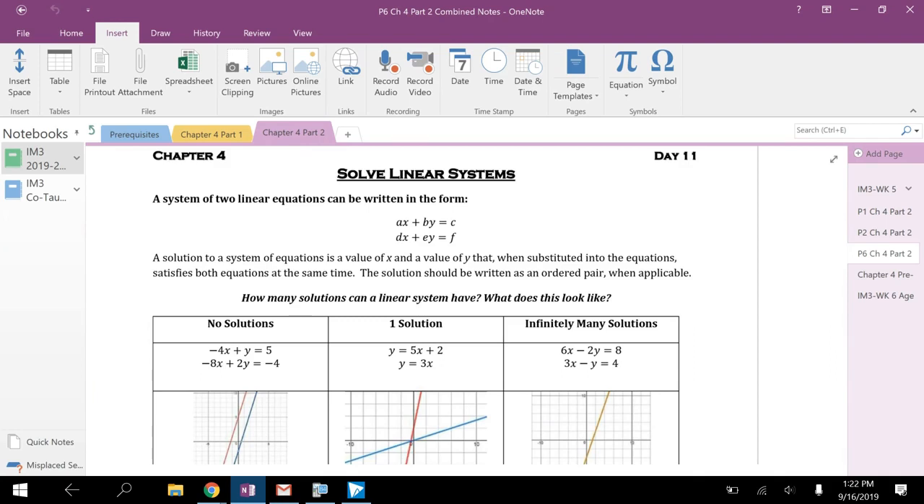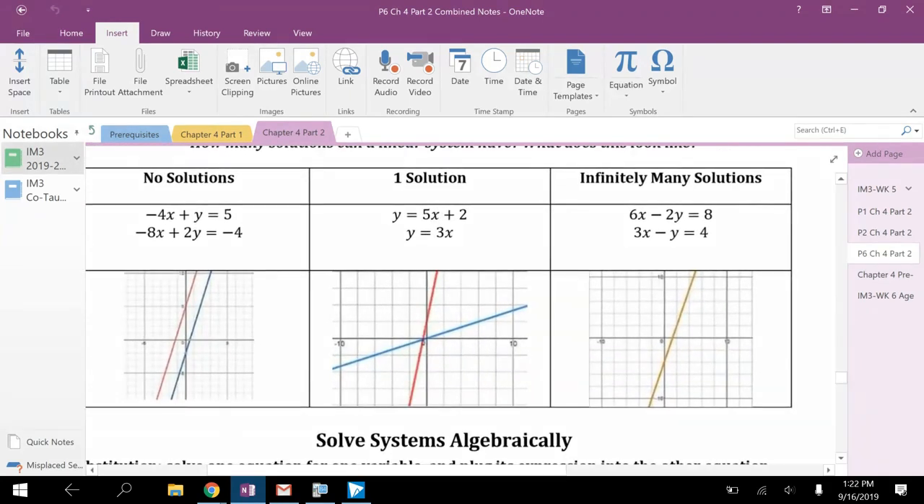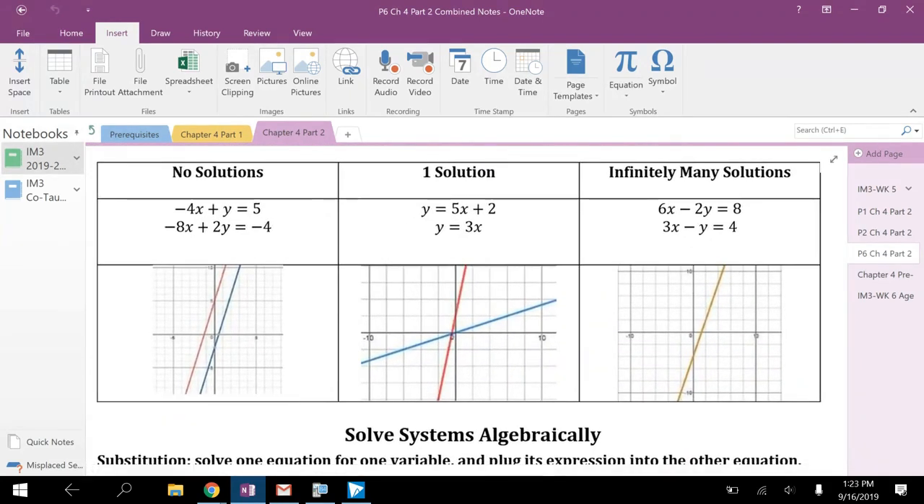Okay, day 11, solving linear systems of equations. When you're doing two lines, they look like this. When you're solving systems of equations, the goal is to figure out where they intersect. What point, what ordered pair do they intersect? And we're on day 11.